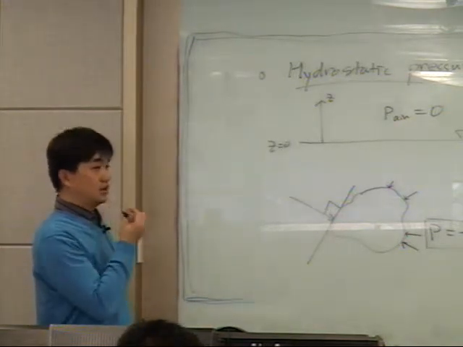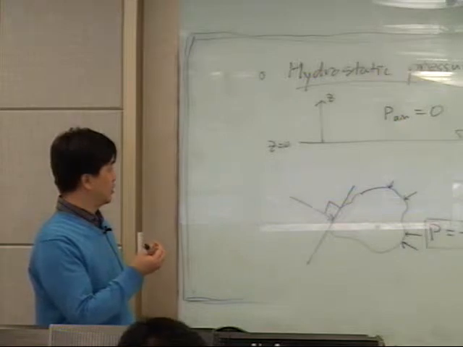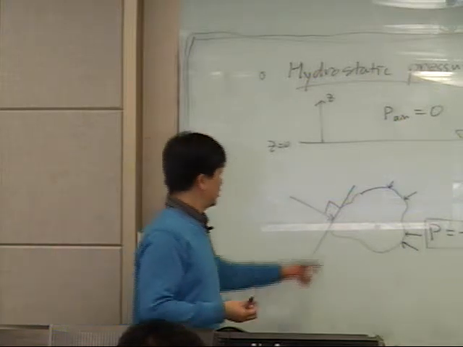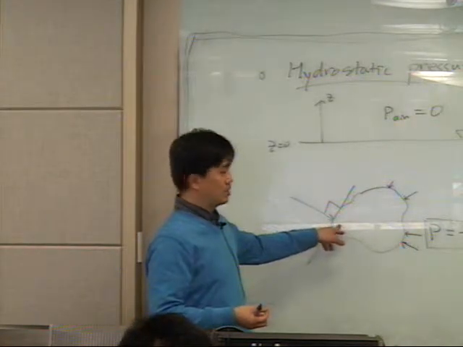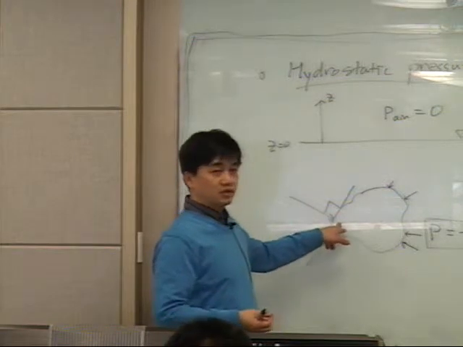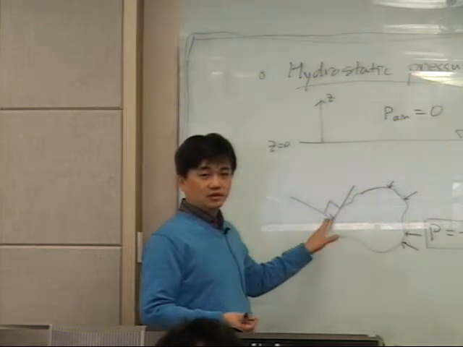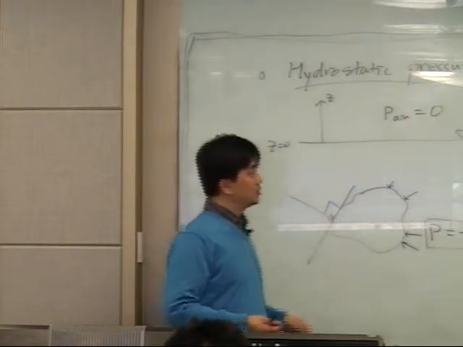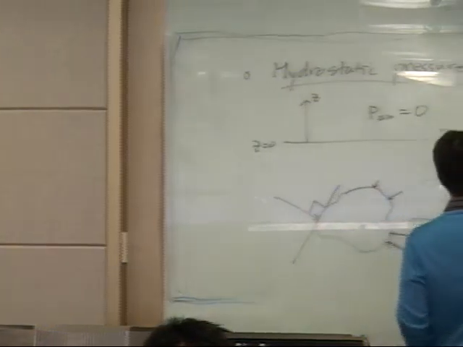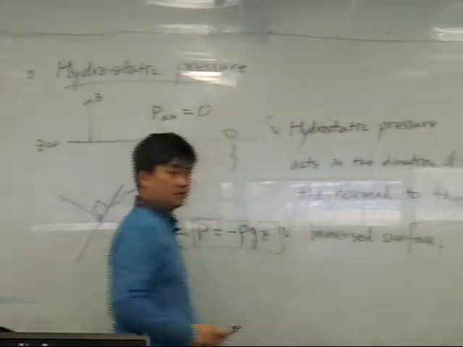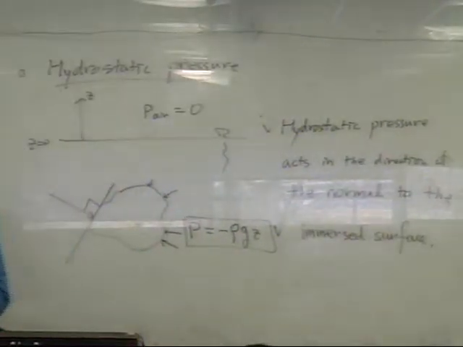So you can define the pressure magnitude and direction at any position in the water, right? This is a direction, and this is a magnitude. Okay?